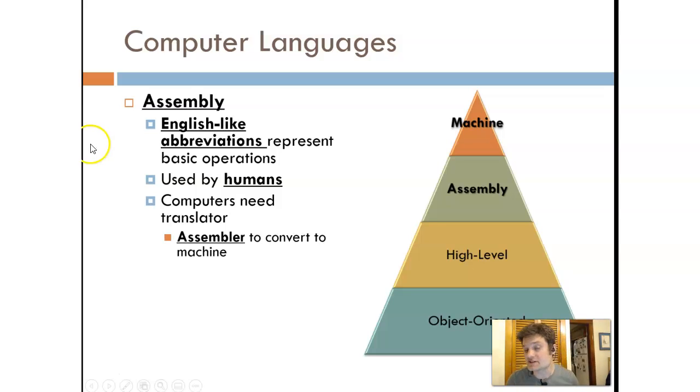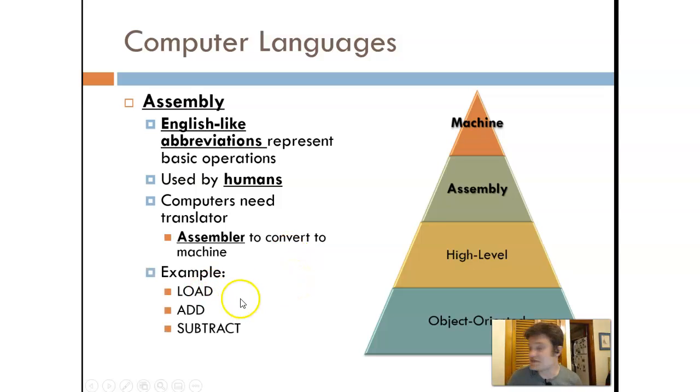But in order to use these English-like abbreviations, the computers needed something to translate between the natural language, or human language, and the machine language. So basically going from assembly to the machine code. And so guess what? We have something called an assembler.